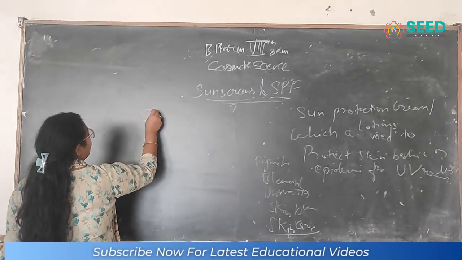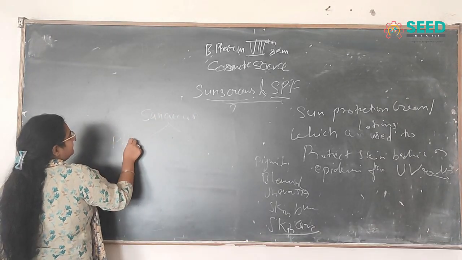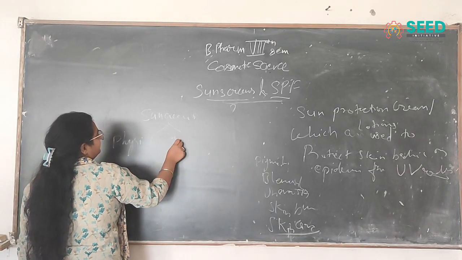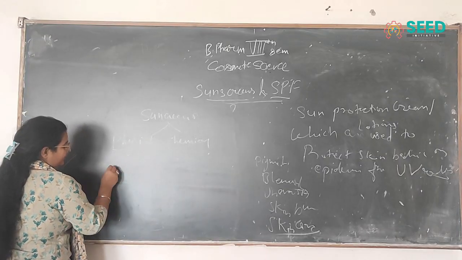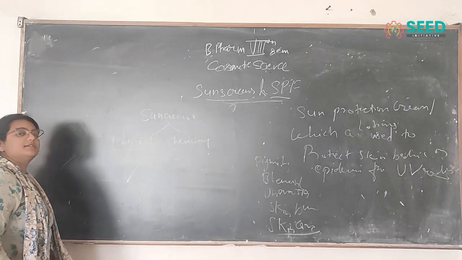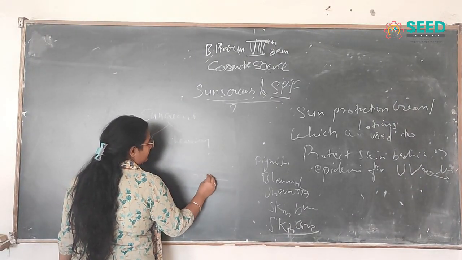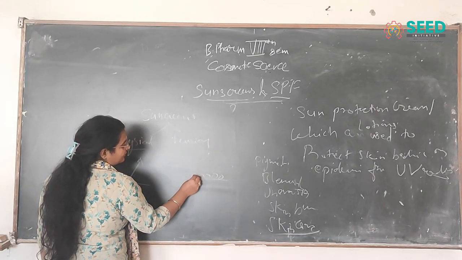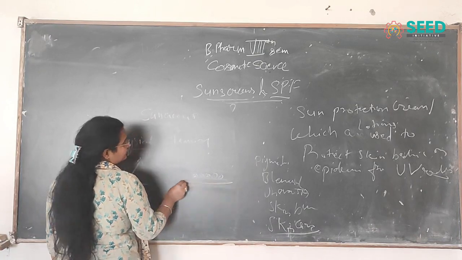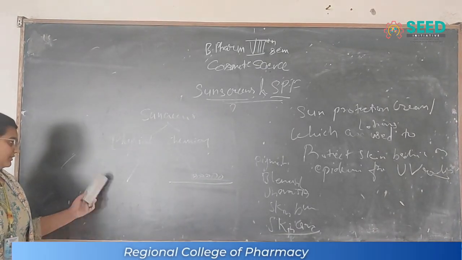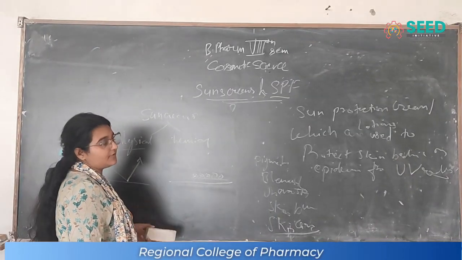So sunscreens are basically classified into 2 categories, which are physical and chemical. Physical are those that revert back the wavelength. Chemical are those that absorb the wavelength and do not let it pass through the epidermis. So these are the 2 mechanisms on which sunscreens are based and formed.